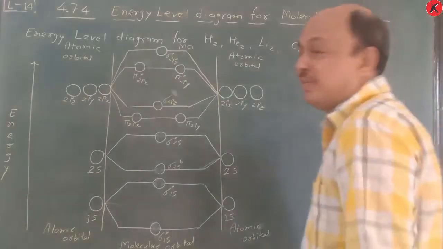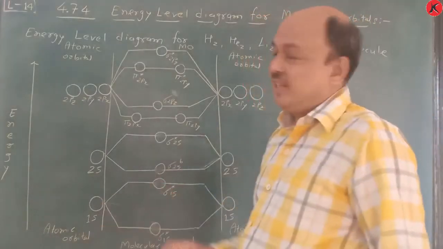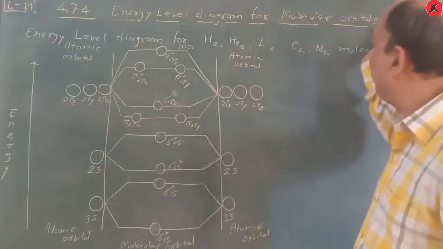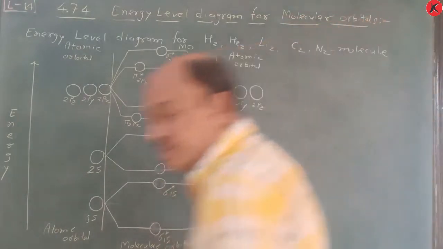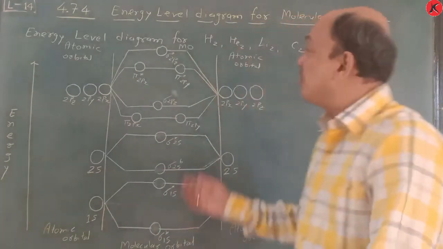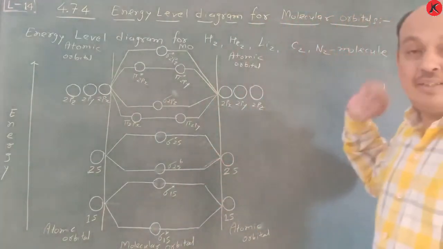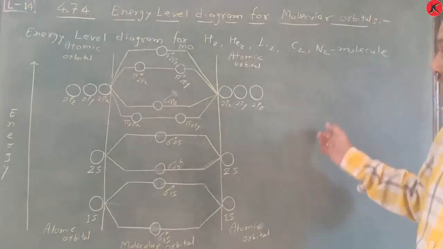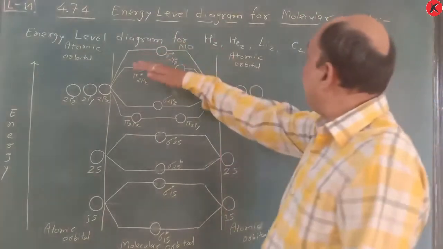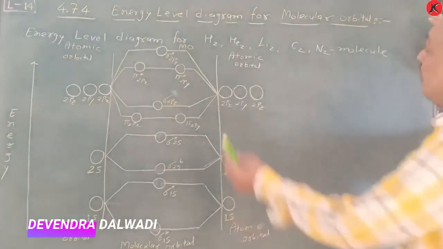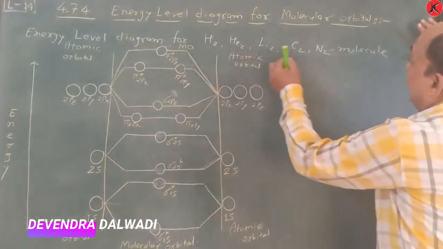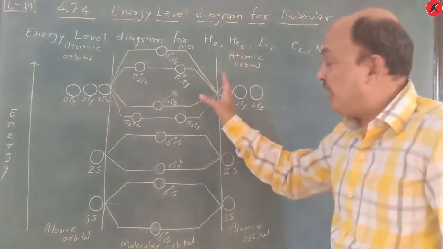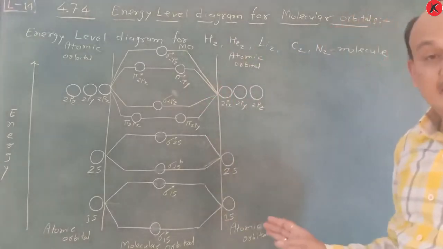Okay, now lecture number 14, 4.7.4, topic: energy level diagram for molecular orbitals. This is a very easy and scoring topic. You are scored in these particular molecular orbital diagrams. You have to remember the energy level diagram for H2, He2, Li2, C2 and N2 molecules. Take a screenshot of this diagram, which is very easy.